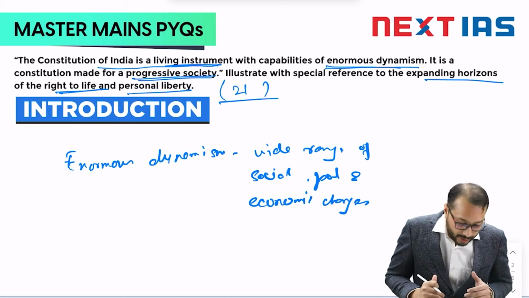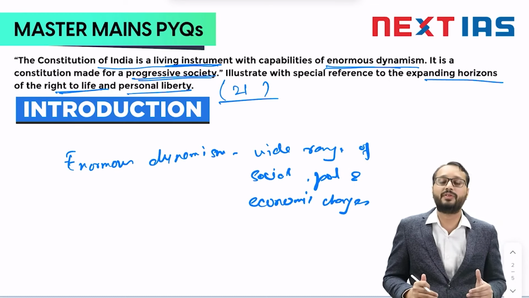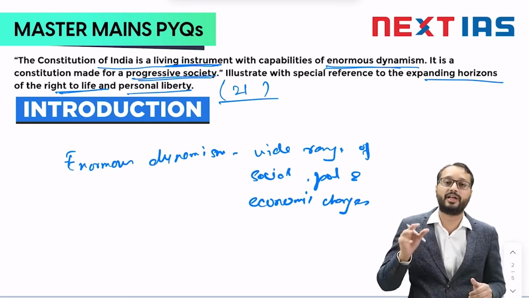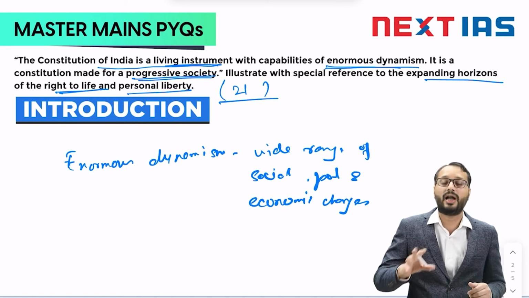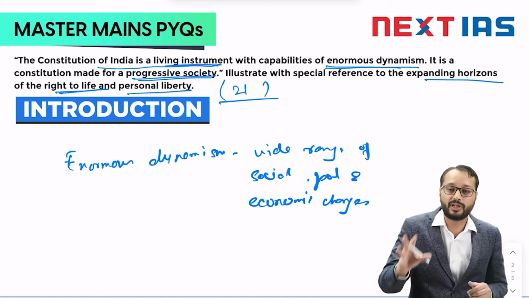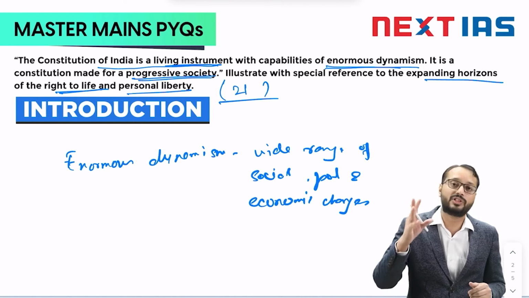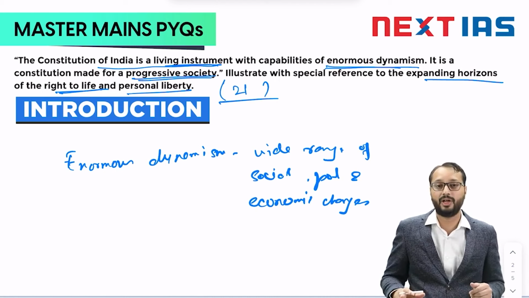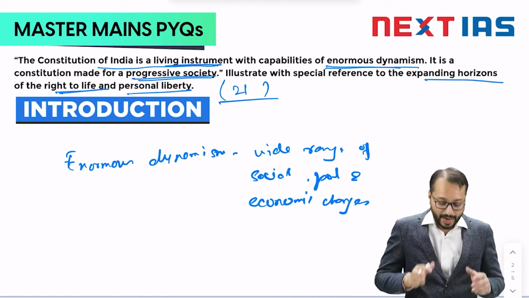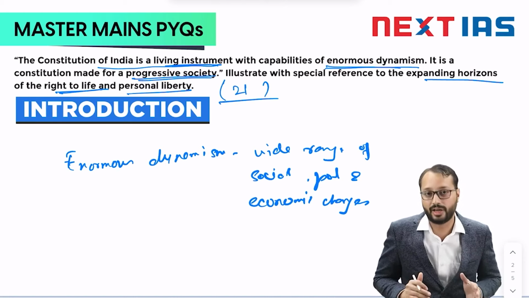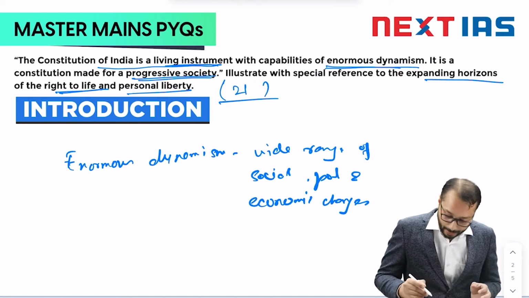Plus, the constitution is made for a progressive society. The Constitution of India was not only designed for the society of 1950, it is able to adapt itself to new set of values, new set of challenges, and new set of societal dynamics, right? So it is a document for progressive development of the nation. So that is what is being highlighted in the context. Now that is the introduction, that is the idea that you need to summarize here.